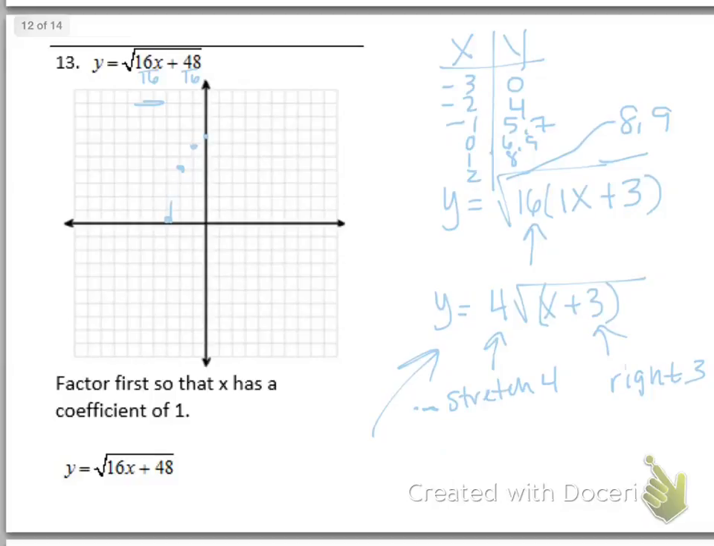Okay, so you can kind of see that it's going like this, where it stretched by 4 and then it went, oops, this was supposed to be left 3, my bad. Ha, that's how you can double check. Check your graph, okay, because it goes the opposite direction.